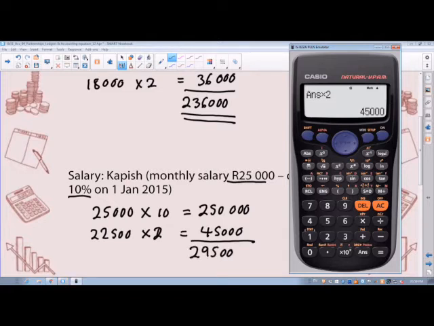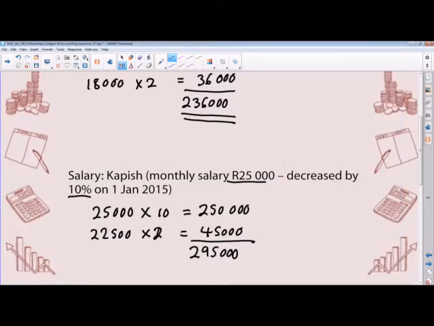295,000. Let's just quickly check that. 250,000 plus 45,000, and that gives us 295,000, correct. Right, now that we've done the calculations, let's slot this information into our ledger account.